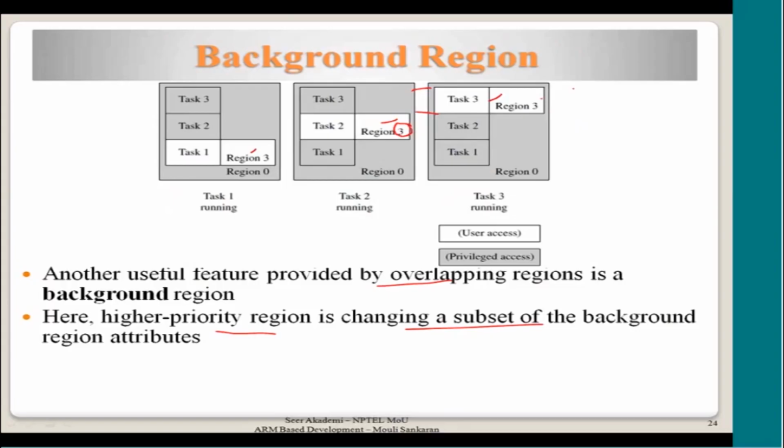So maybe in this scenario, if it is privileged mode, it will not have access to the task area. Once you give the access, if you are accessing the task area, then immediately that region will become active, because it has nothing to do with the process being active in the processor. Once the address comes, that region gets activated.